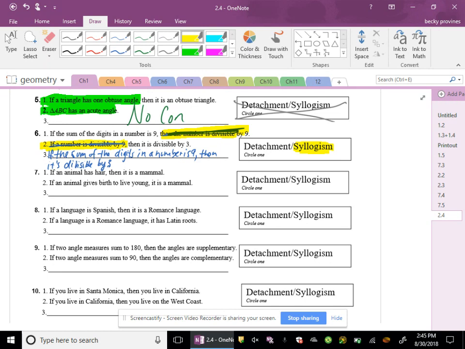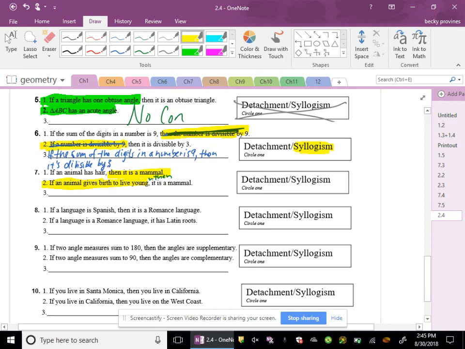Now, number 7. What do you guys think? Detachment or syllogism? Is it a full sentence or just part of a sentence? Hopefully you're saying, oh, there's 2 parts. There's if and then. Now, they didn't write then here. Sometimes, just with the English language, we assume the word then is there. Because if I say, if an animal gives birth to young, it is a mammal, the then is implied. So just know that there's really like an invisible then there. But when you're writing sentences, you need to actually write it in.